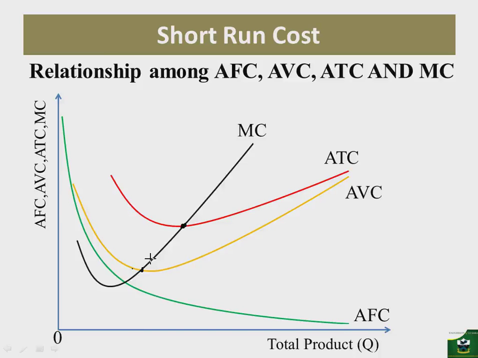Notice also the gap here, the gap between average total cost and average variable cost will become smaller and smaller the more output you are producing. That is, the average fixed cost curve will be dropping and dropping closer and closer to the zero line.